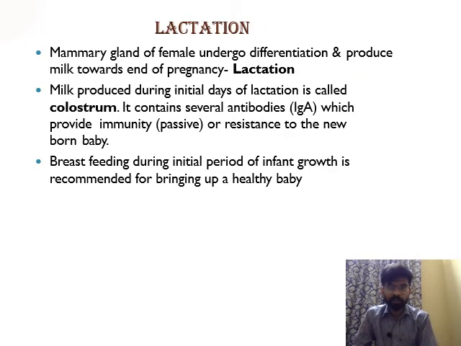Then lactation. Lactation is the process by which a female produces milk at the end of pregnancy; when the female starts producing milk, it is known as lactation. And the milk contains several antibodies, and the main antibody is IgA, a very important antibody that provides immunity for the newborn baby. And the first milk is known as colostrum. And breastfeeding is very important during the initial growth phase of a healthy baby.